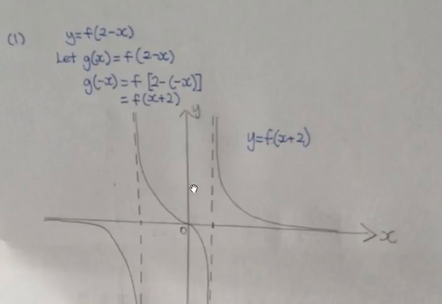Okay, first part, y equals the function of 2 minus x is given in the diagram. To make things simpler, let me have g of x equal to the function of 2 minus x. In order to get the function of x plus 2, I actually need to simply put g of minus x, as in here. As you can see, the function of 2 minus x will give us the function of x plus 2.